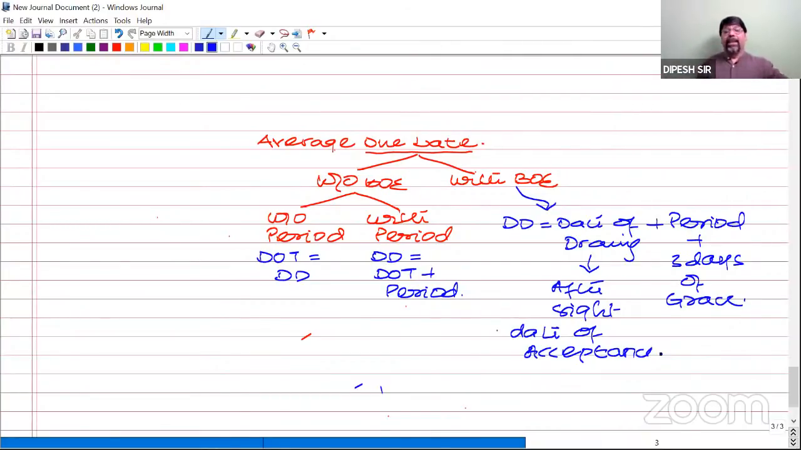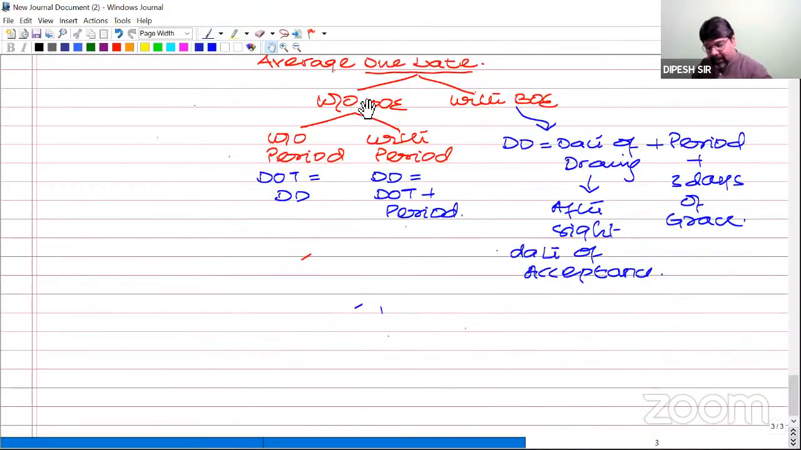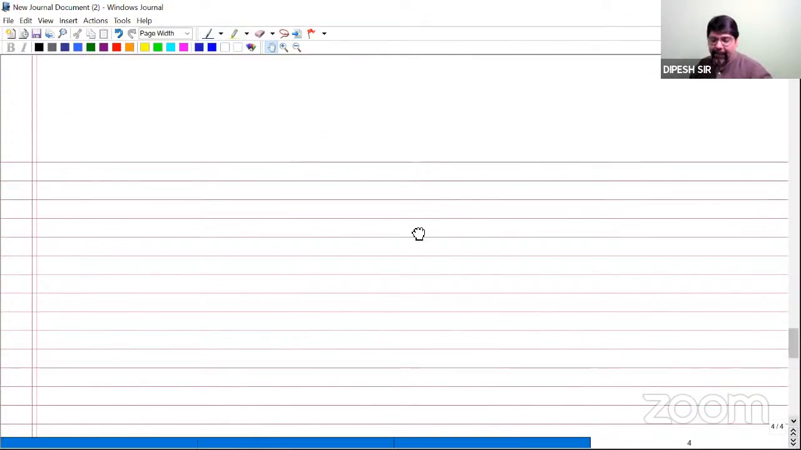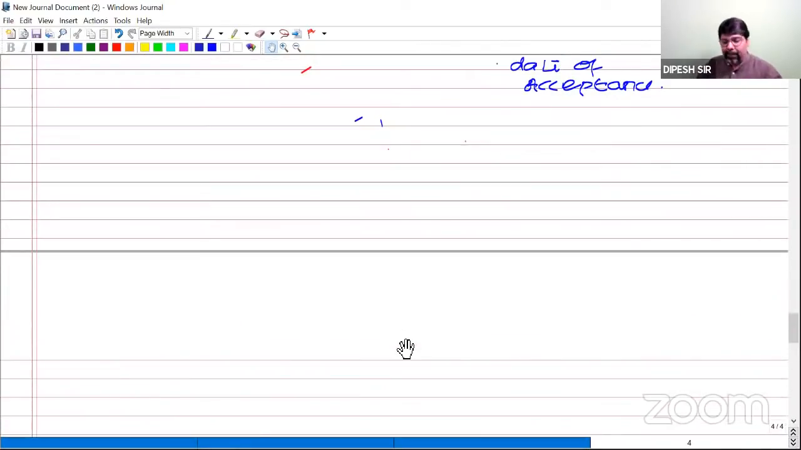Am I clear? So if it falls on a sudden holiday, then you go to the next day. Next day is a public holiday. Then you go to the next day. Am I clear? Yes, sir. Now, so this was as far as due dates are concerned. Now, how to calculate average due date? Very simple. Very, very simple.